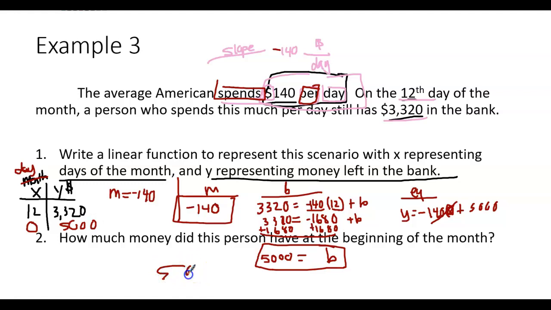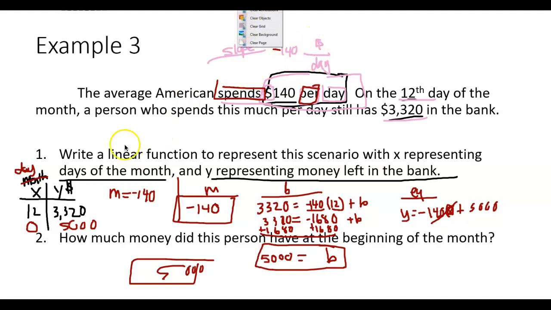So the answer to this last thing here is 5,000. But we also could have known that because, as you guys know, the y-intercept just represents the starting amount anyway. So my equation is negative 140x plus 5,000. The starting amount was 5,000. And the slope is, as you guys know, $140 a day.